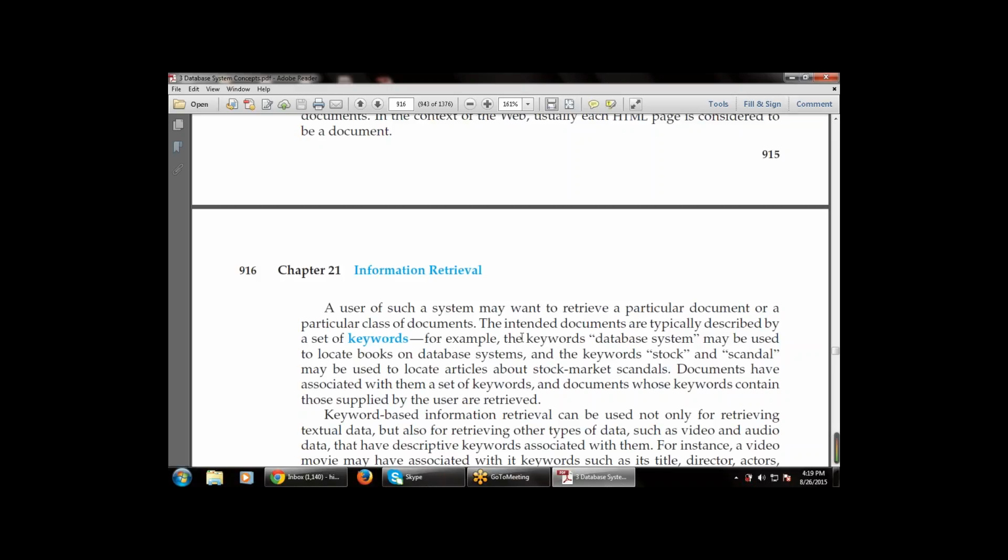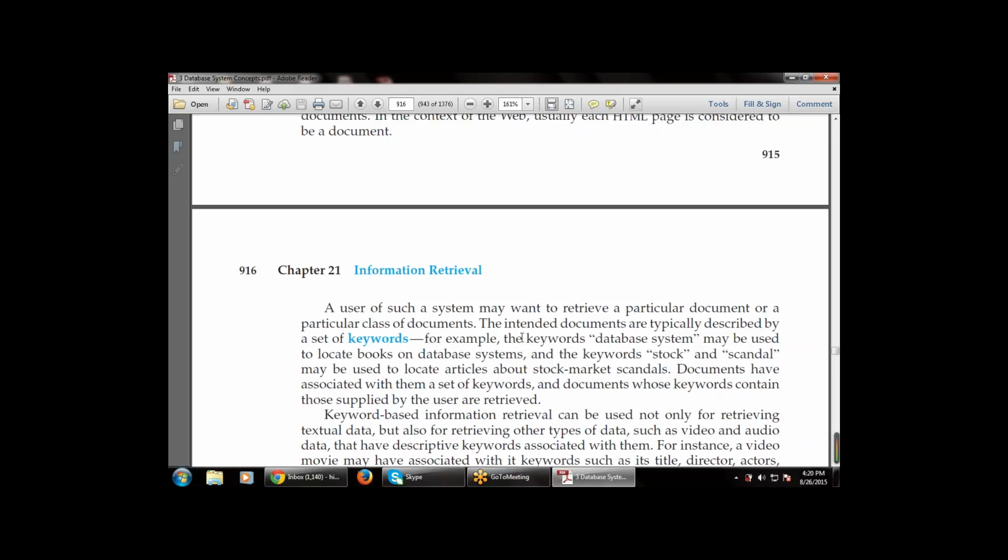So the knowledge-based information we are gathering is used not only for retrieving textual data, but also for retrieving other types of data, such as video and audio data. Video and audio data are also used for information retrieval, since they have descriptive keywords associated with them. For example, a video movie may have associated keywords such as its title, director, and actor.